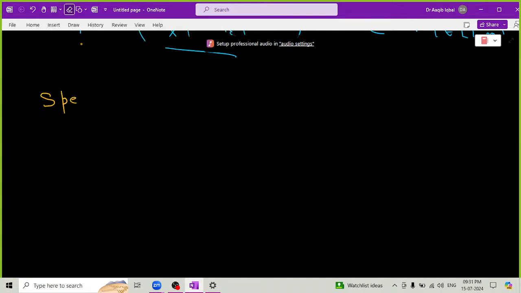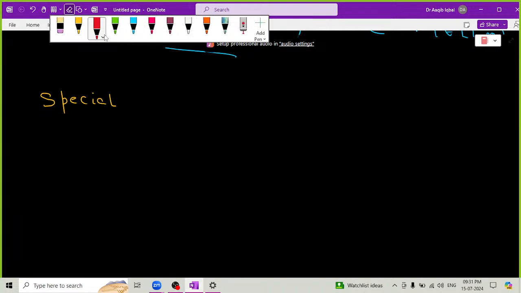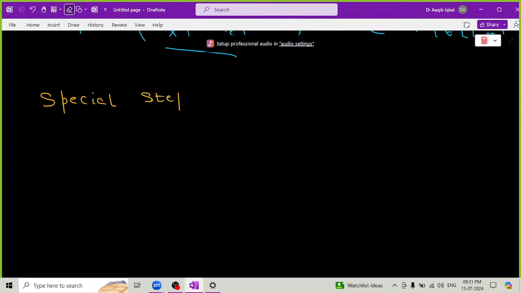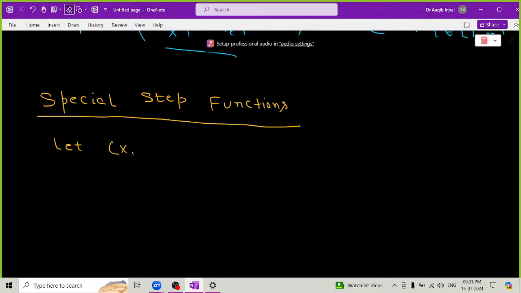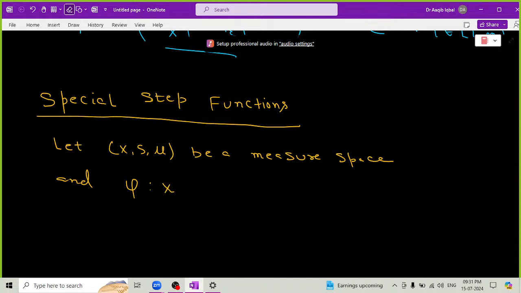Special step functions. Let (X, S, mu) be a measure space and phi from X to R be a step function.